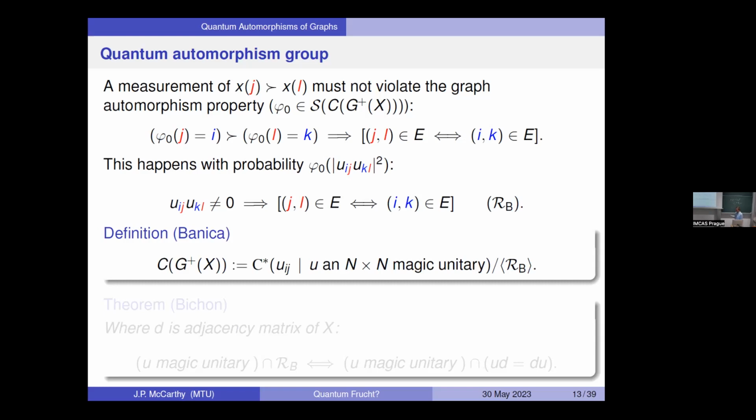And a few years afterwards, Banica defined it not exactly like this. It will be in a moment. Bichon's one was a quantum subgroup of this. So this was a bigger one.